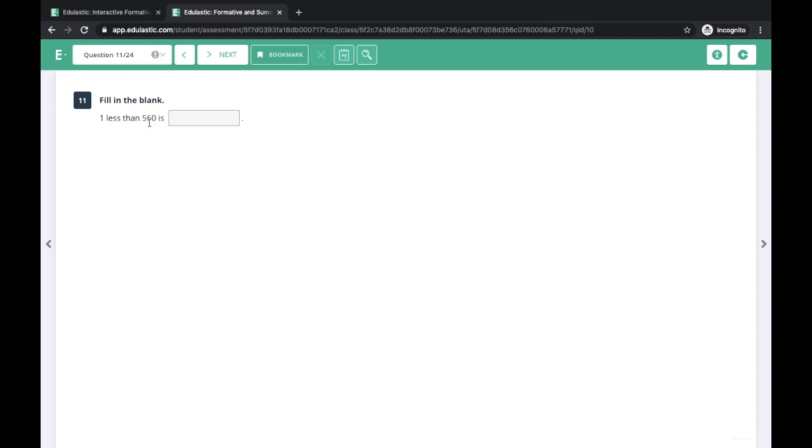So what we would need to do is we would borrow a 10 from our tens place and break it into 10 ones, which now leaves me with 5 hundreds, 5 tens, and 10 ones. When we take 1 away from the ones place, we now have 9 ones, leaving me with 5 hundreds, 5 tens, and 9 ones. So 1 less than 560 is 559.